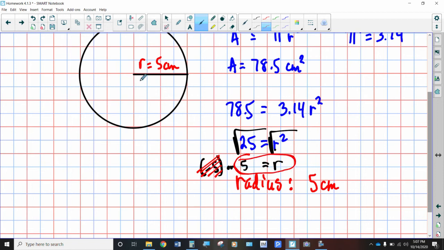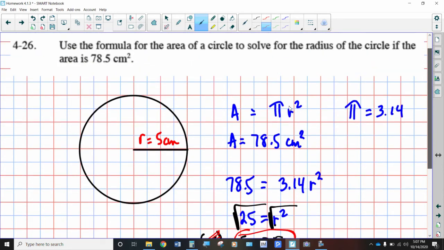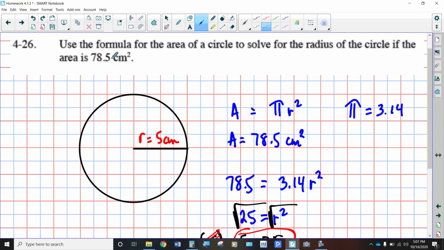So anytime we're doing any work in geometry where we're measuring the length of something and we have to find a square root, we will always only go with the positive square root, which I think is called the primary square root. There's a word for it, it's escaping me, but the positive square root is a fine way to say it. Okay, so that would be the answer to the question. This particular circle with an area of 78.5 square centimeters has a radius of 5 centimeters.